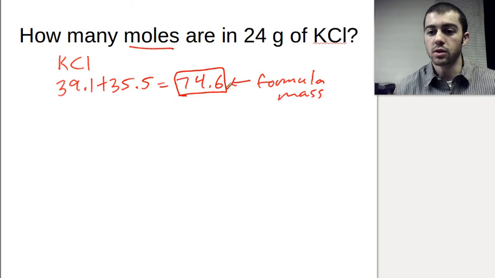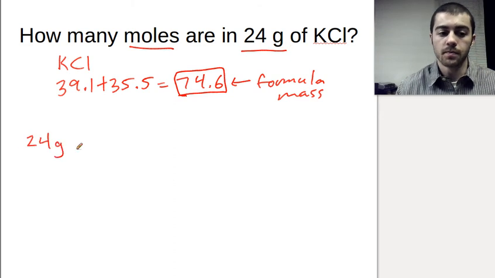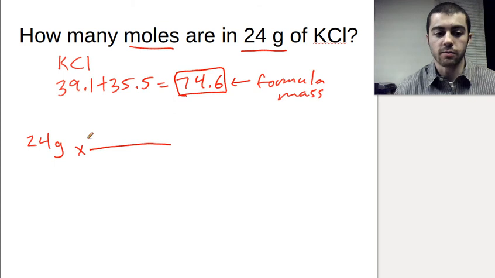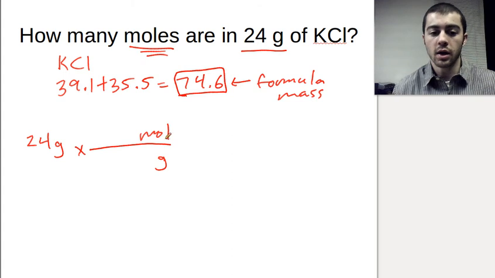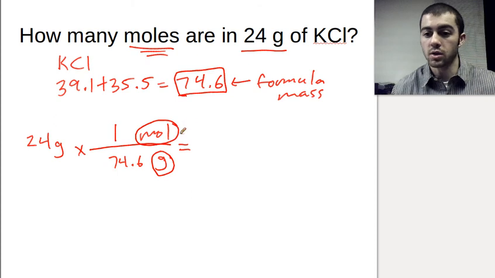So far what we've done is just figure out what our conversion factor is, so we still have to do the unit conversion. To do that, we take this 24 grams, which is our original measurement, and we multiply by our conversion factor. Here we have grams on top. We want to get rid of grams and get to moles, so moles go on the top, and 1 mole in this case is 74.6 grams. So this formula mass tells us how many grams there are in 1 mole of whatever substance we're talking about.